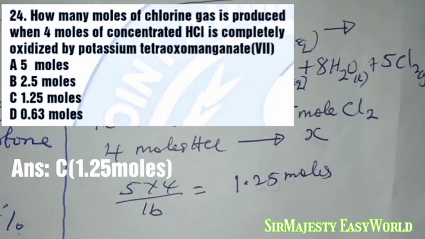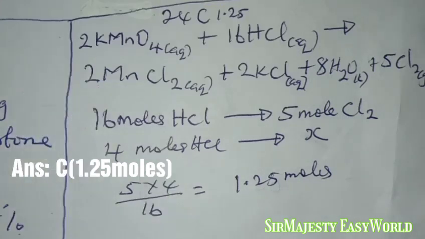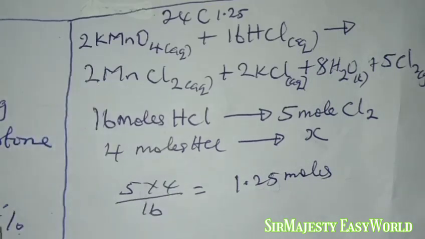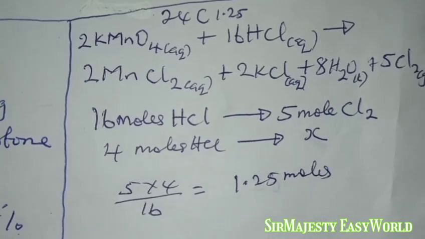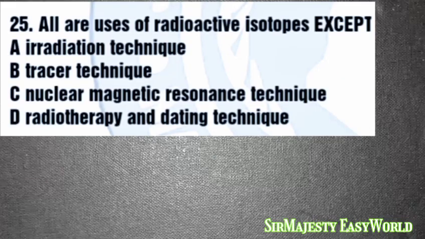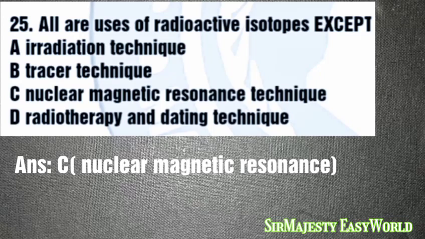For question 24, see the pattern of the calculation from the equation. It shows that 16 moles of HCl produced 5 moles of chlorine. Therefore, 4 moles of HCl will produce what? After every calculation, it results to 1.25 mole, which is option C. Question 25 is C, nuclear magnetic resonance technique. It is not one of the uses of a radioactive isotope.